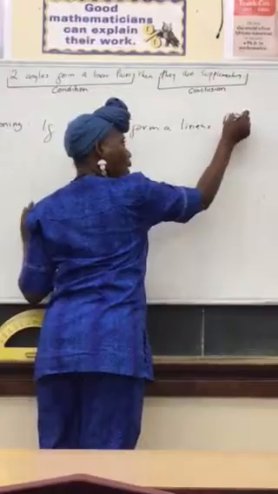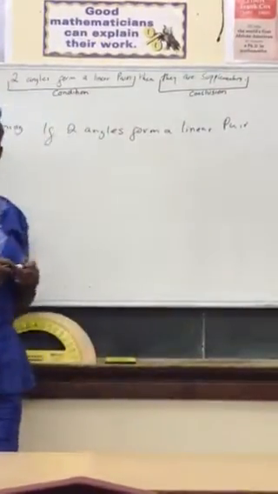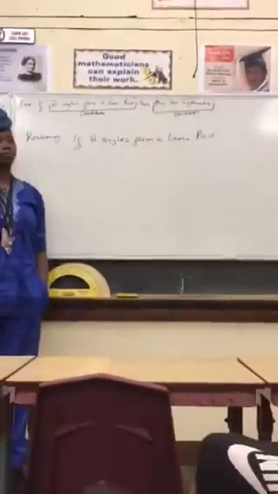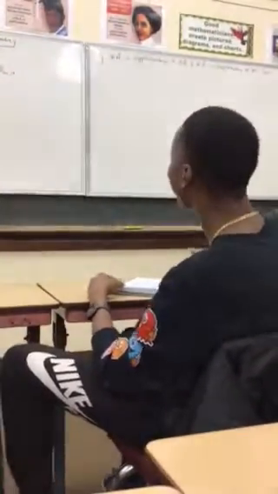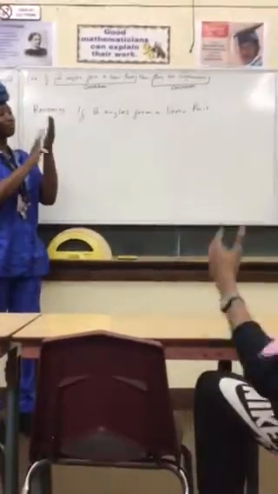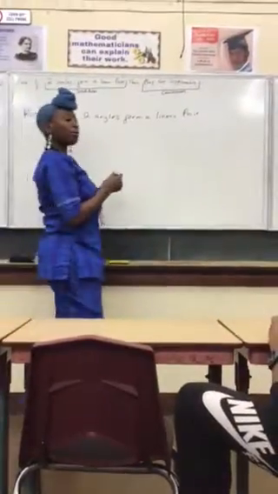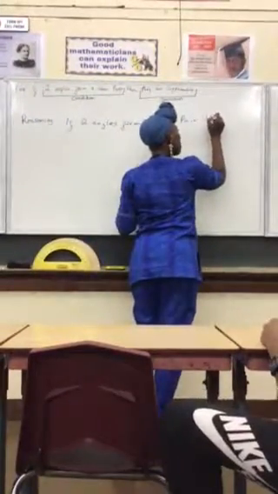Well, what is the definition of linear pairs? I know. Yes, Nathaniel? It's two angles that form a line. That is correct. If two angles form a linear pair, then they form a line.